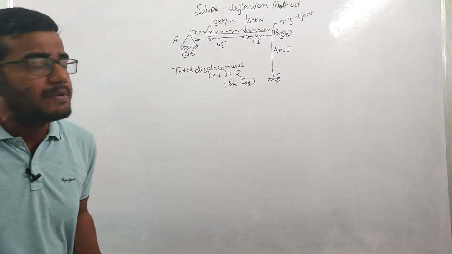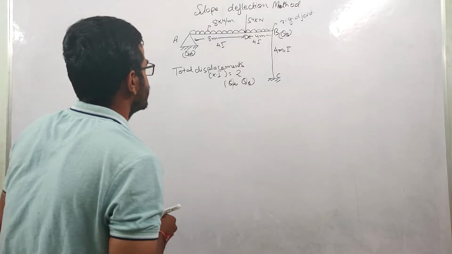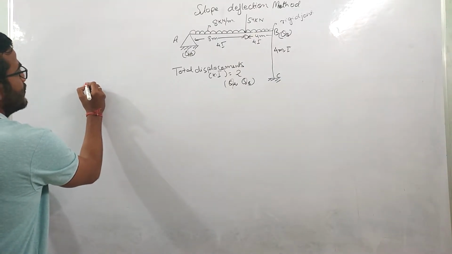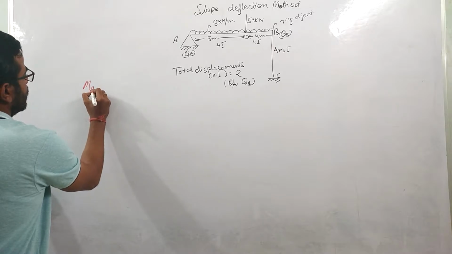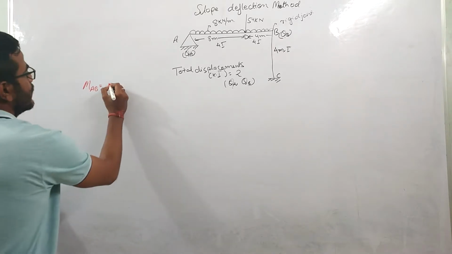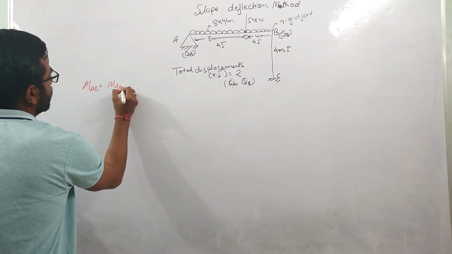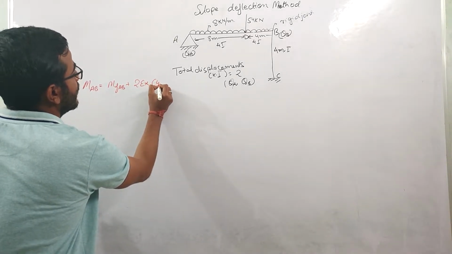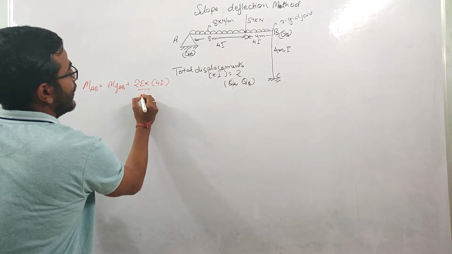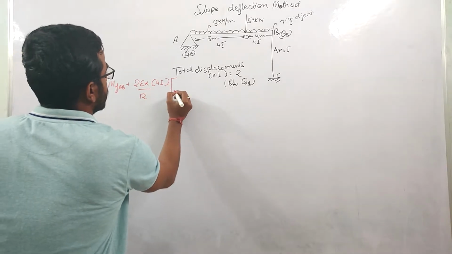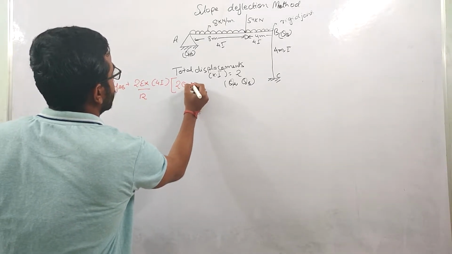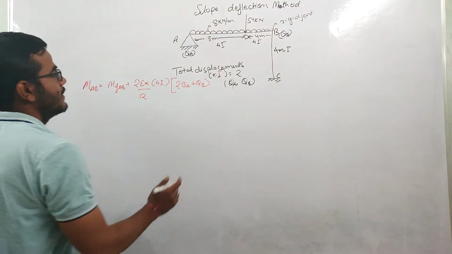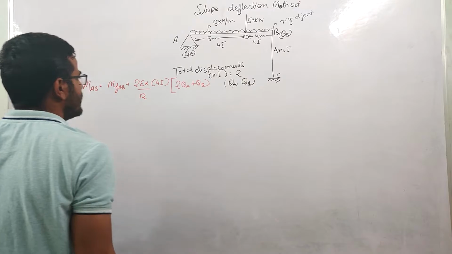Now the first step in the slope deflection method is to write the equation. Let us suppose MAB equals MFAB plus 2EI over L times twice theta A plus theta B, where I is 4I and L is 12. There will be no delta term, right? So this is the first equation.